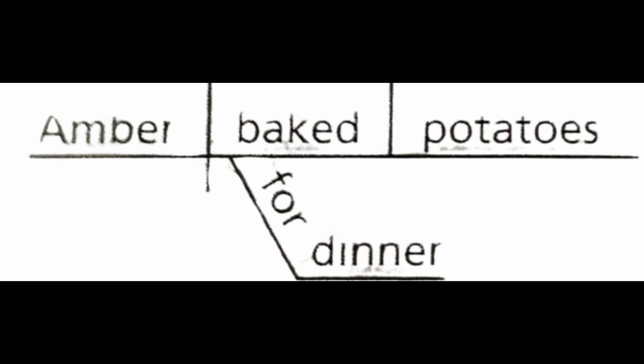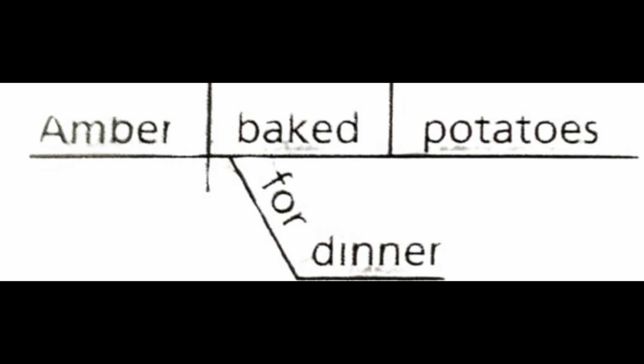To the right of the line, also on the baseline, is the direct object, potatoes. Potatoes directly receive the action of baked. Amber baked what? Potatoes. The prepositional phrase for dinner.